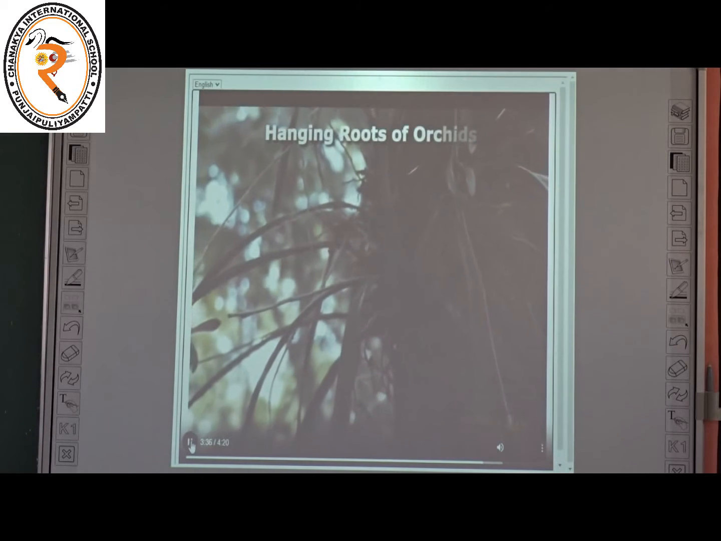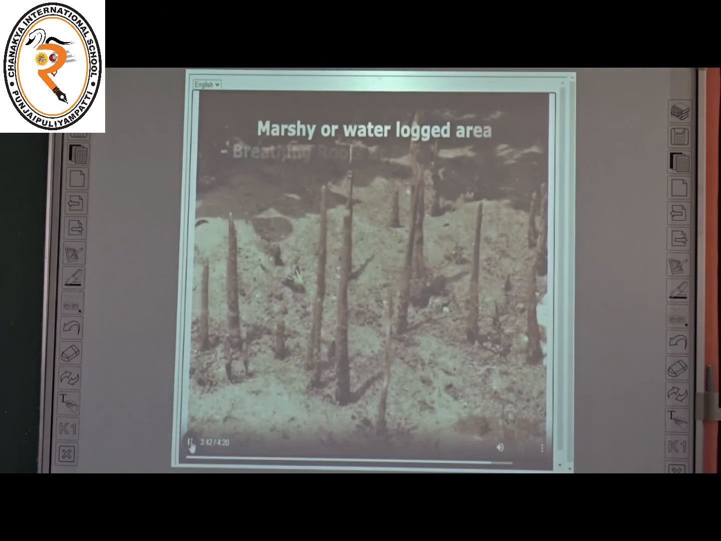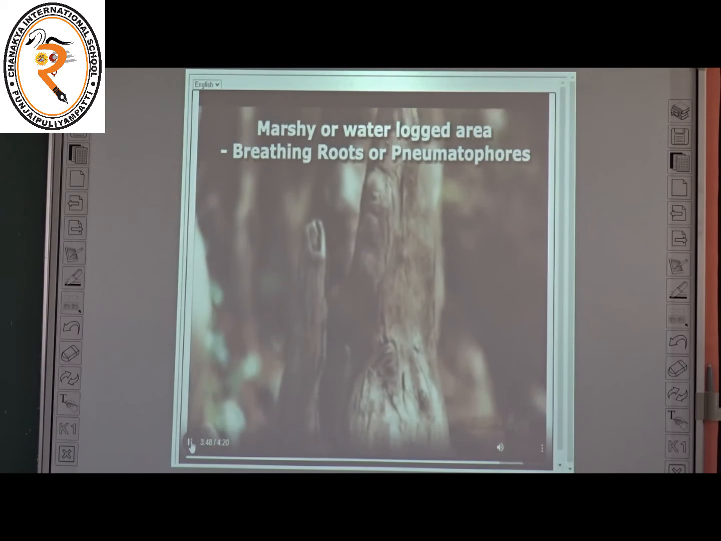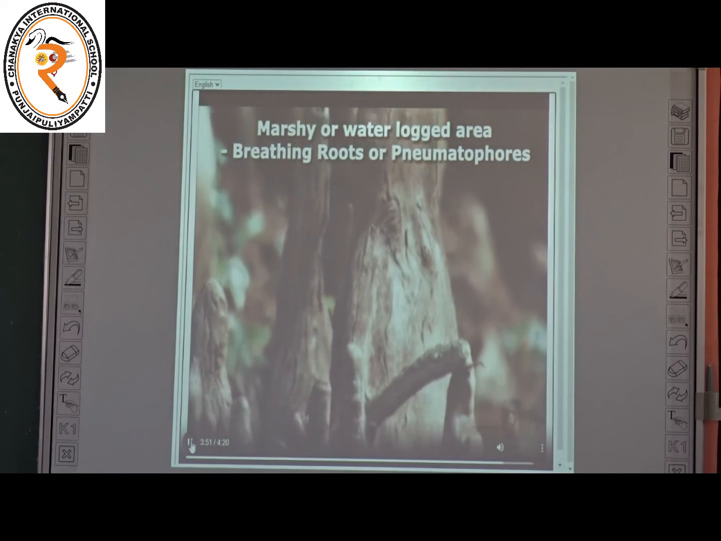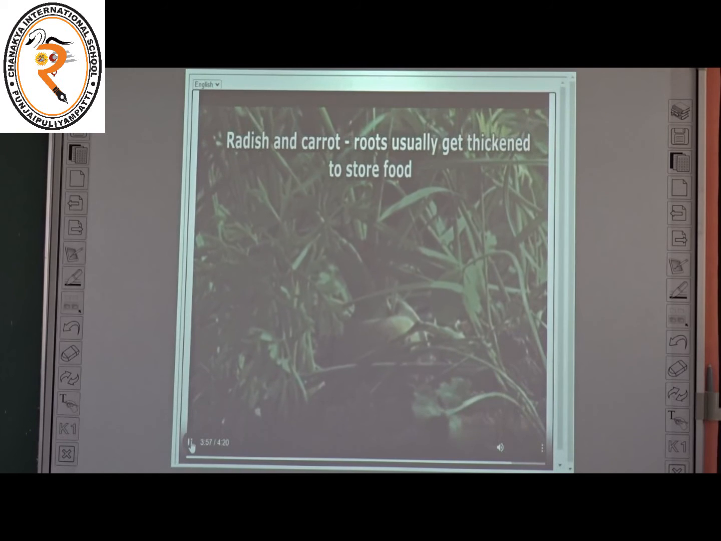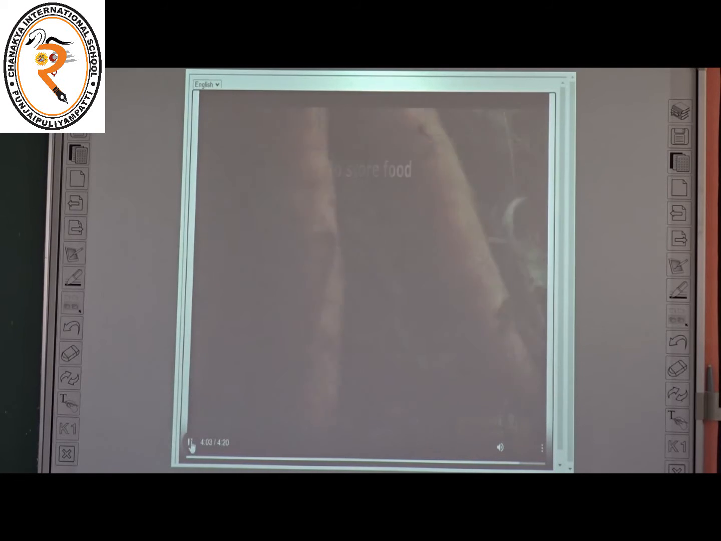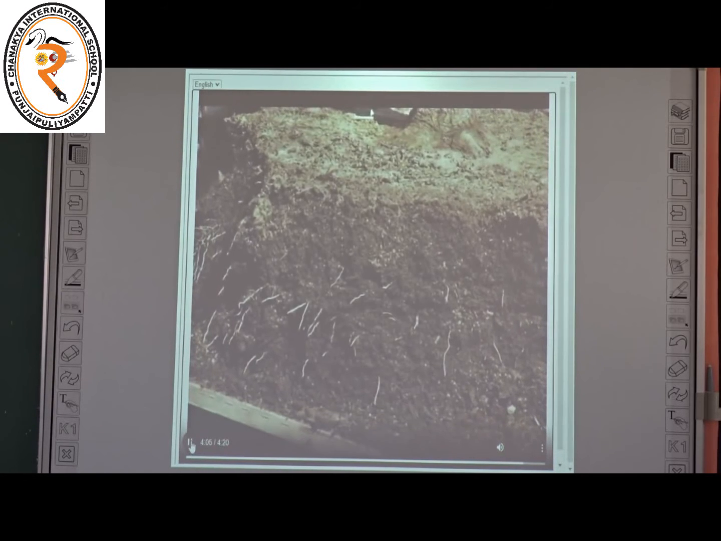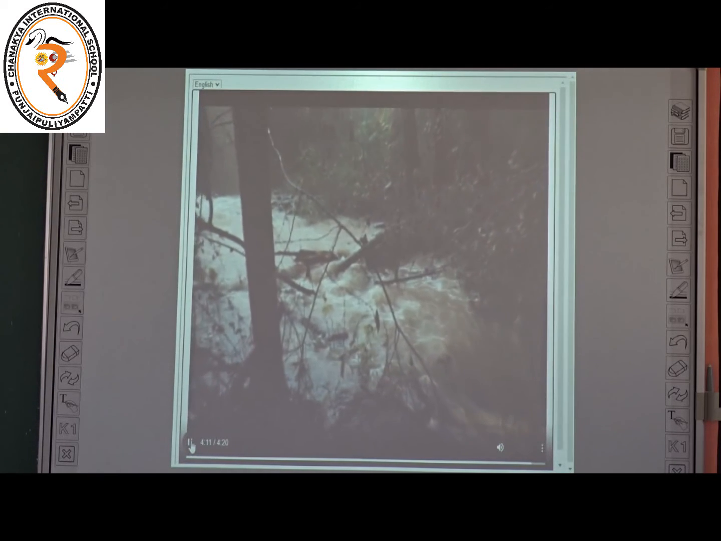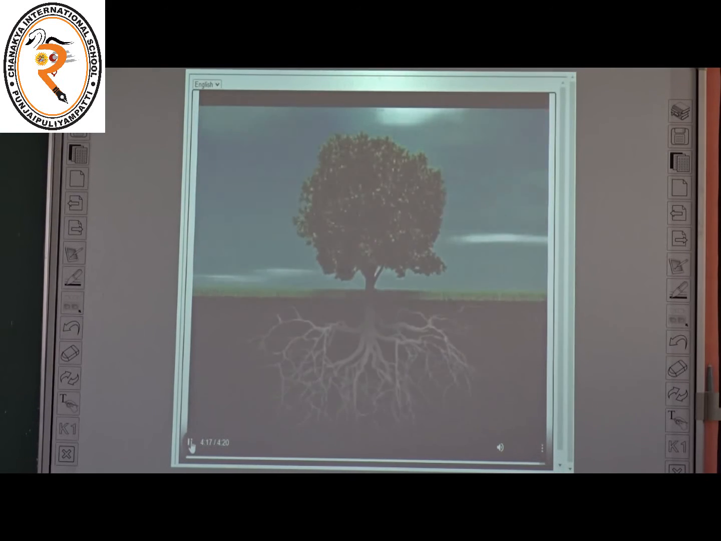Hanging roots of orchids draw moisture from the air. Roots of plants found in marshy or waterlogged area absorb atmospheric air for respiration. Such plants have breathing roots or pneumatophores above the ground. In certain plants, like radish and carrot, the primary roots usually get thickened to store food. Roots bind the soil together so that it does not get washed away during rain or blown away by the wind and thus protect the environment by preventing soil erosion.